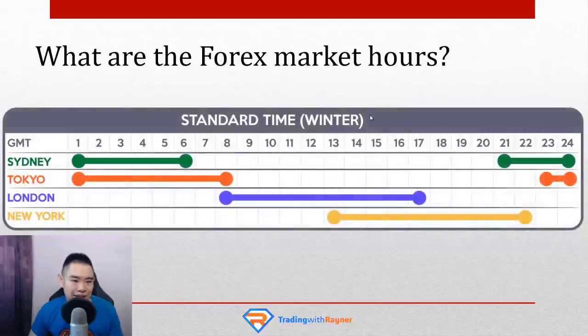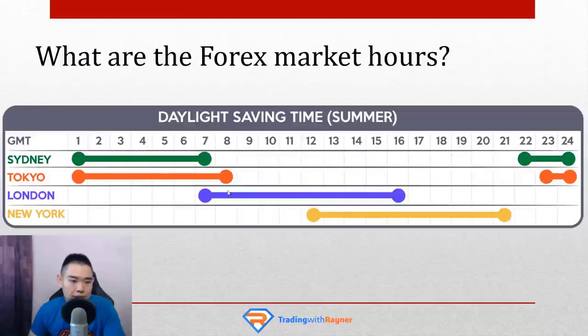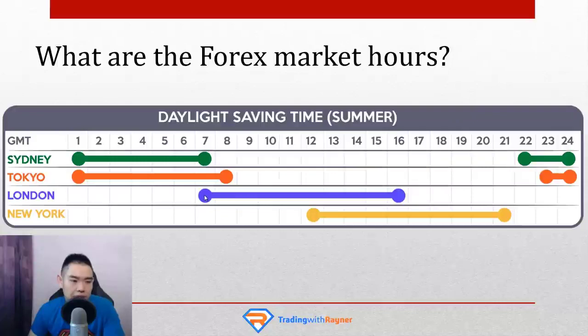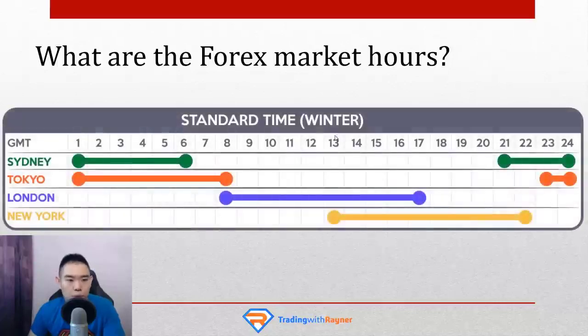And for standard time, during the winter period, the hours are slightly different. They are different by an hour. So if you look now at London again, now it opens at 8 a.m., whereas previously it opened at 7 a.m. So during winter months, it starts at 8 a.m. and ends at 5 p.m. For New York, it starts at 1 p.m. and ends at 10 p.m. So you can see this table here.